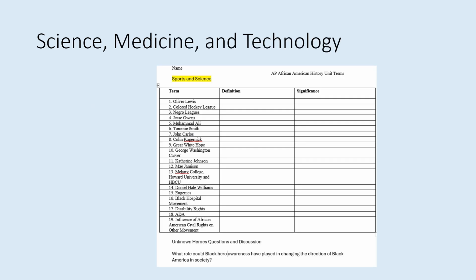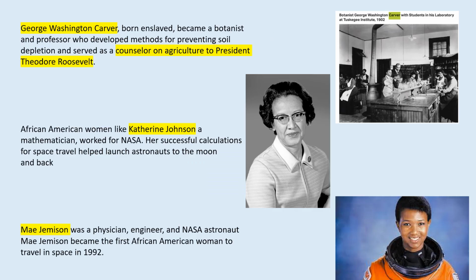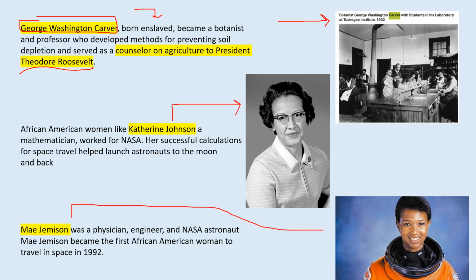Now we're going to transition to science, medicine, and technology. We're using the same sheet. And here we have some names that are mentioned in the AP framework. Here's an image from, I believe it was Unit 3, George Washington Carver, who eventually became a botanist and professor, who was born a slave, worked with Theodore Roosevelt. Here we have Katherine Johnson, a mathematician working for NASA, and Mae Jemison, who would become the first African-American woman in outer space in 1992.